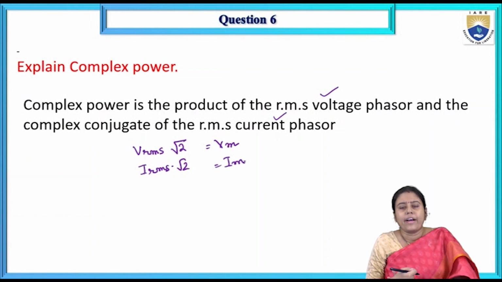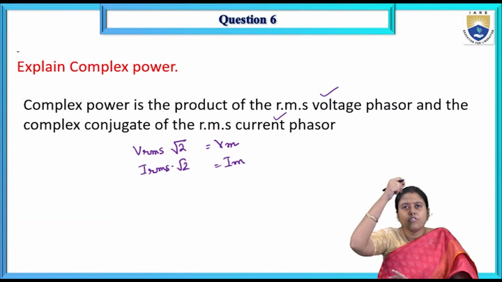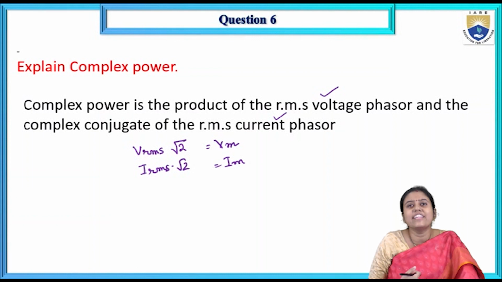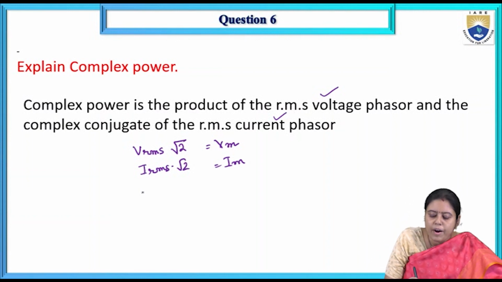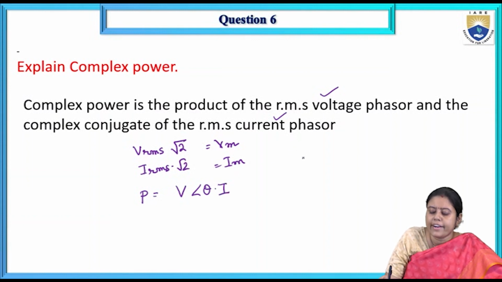So we are not taking the maximum value, because the maximum value occurs at one instant, so it is an instantaneous value, but RMS is the root mean square over a time, so we will always prefer the RMS value. So complex power is the product of the RMS voltage phasor and the complex conjugate of the RMS current phasor. So what is the power? If the voltage is V at angle theta and the current is I at an angle phi, we will write I star at angle phi.